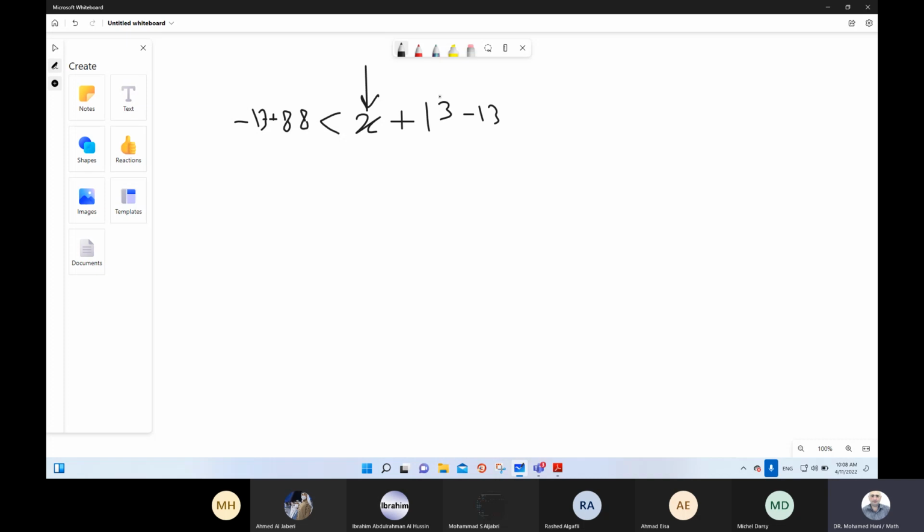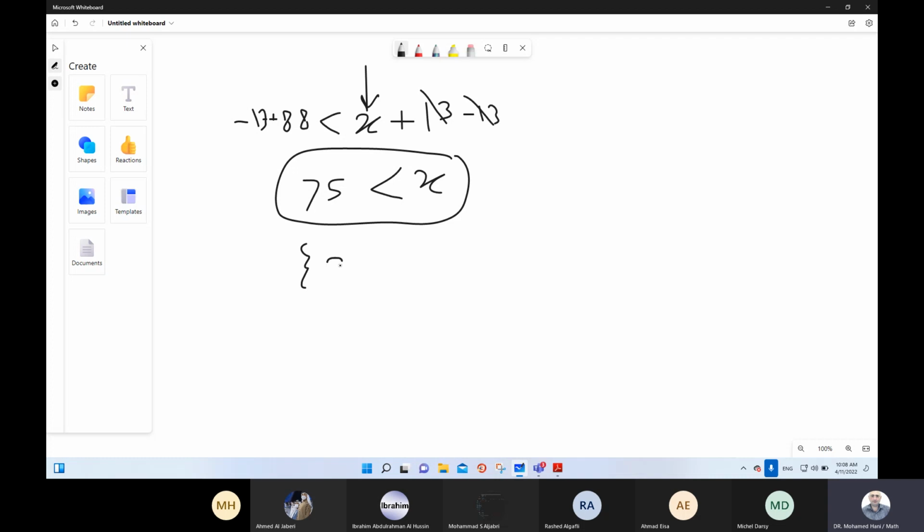Now, 13 minus 13 is 0. Remains here x greater than 88 minus 13, which will be 75. Then we can write the set of solution. This is the set notation. We have x such that x greater than 75.